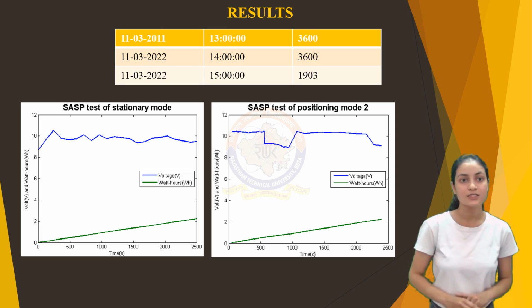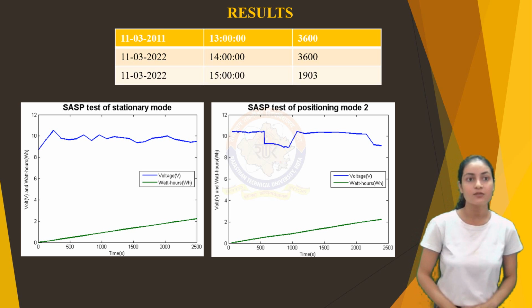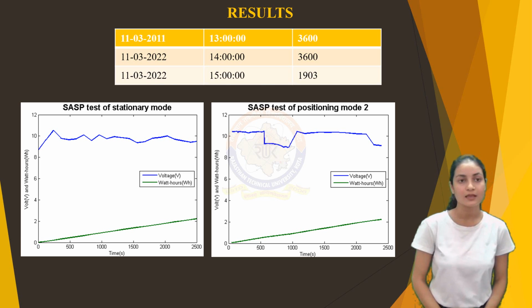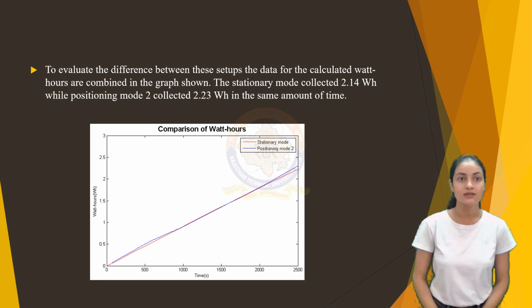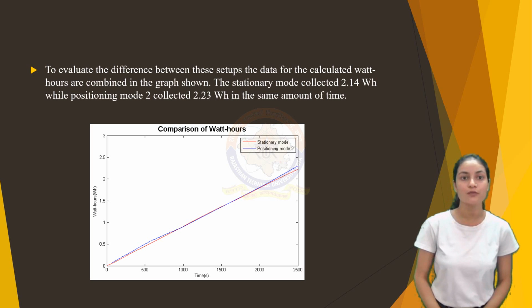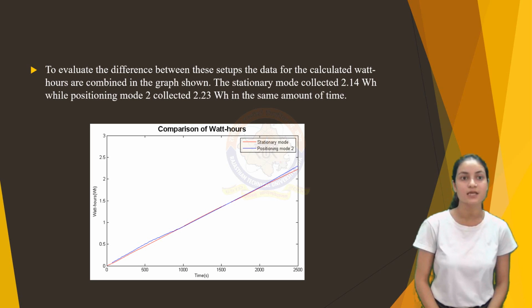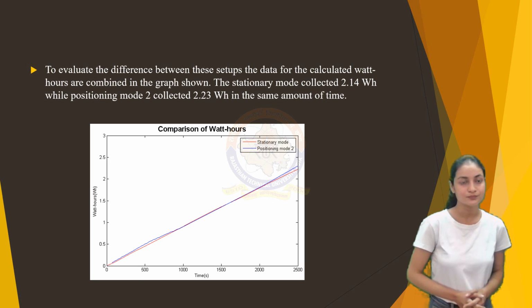To run the test for mode 2, the software was configured to bypass mode 1. The wait time between scan cycles was set to 15 minutes and the results are shown in the figure. To evaluate the difference between these setups, the data for the calculated watt hours are combined in the graph shown in the figure. The stationary mode collected 2.14 watt hours while positioning mode collected 2.23 watt hours in the same amount of time. So what conclusions can be drawn from here?